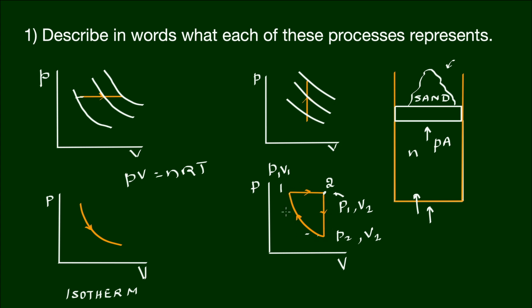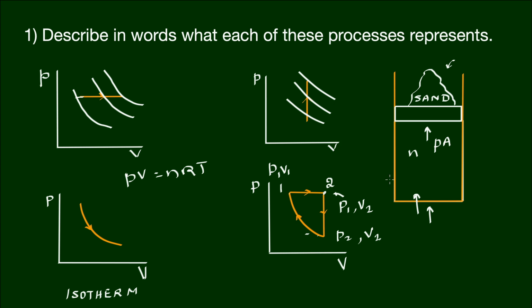So this is called a cyclical process. During a cyclical process, you come back to the starting state, and that means the pressure, volume, temperature, everything has come back to its original value. The internal energy of the gas has come back to its original value.